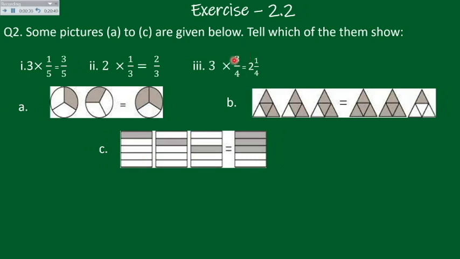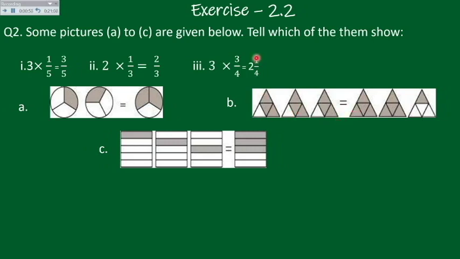Out of this we want three shaded parts out of 4. So here we have 1, 2, 3 shaded parts, and total parts we have 1, 2, 3, 4. Same here, 1, 2, 3 and 4, 1, 2, 3 and 4.